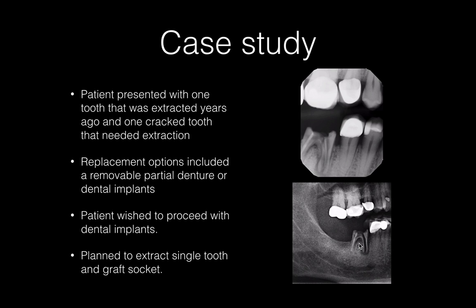In this particular case, we plan to extract this single tooth and bone graft this socket. As you can see, with the crack, there was a lot of bone loss in that area. So instead of compromising our future implant, we decided it was best to do a delayed placement and let this heal prior to beginning.